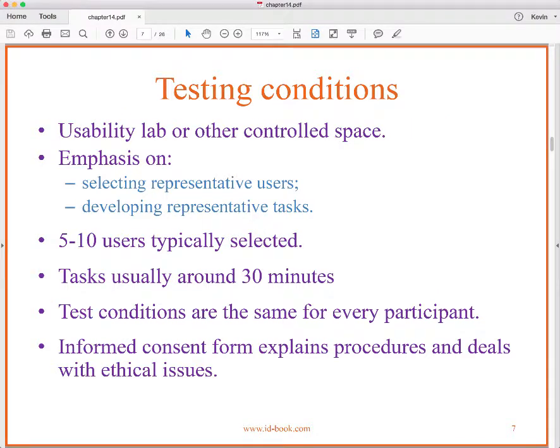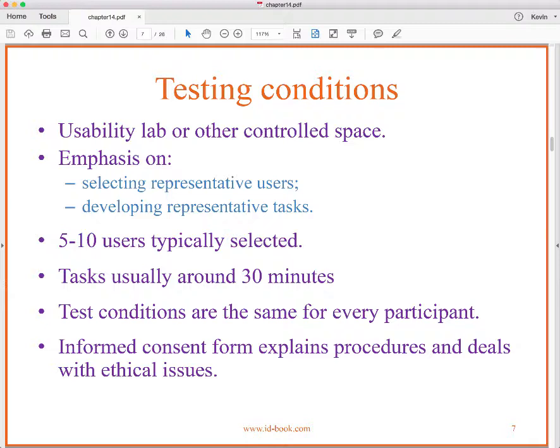So, what kind of testing conditions do we need? Well, we need a usability lab or other controlled space. Our emphasis is on selecting a population of subjects that are representative of the users who are our targets for our product. And we want to develop representative tasks for them to do during the test.